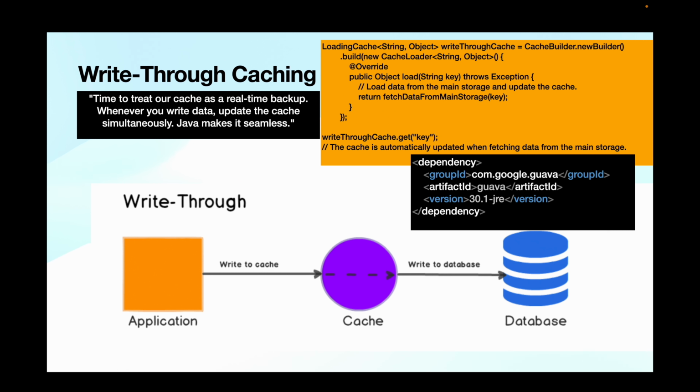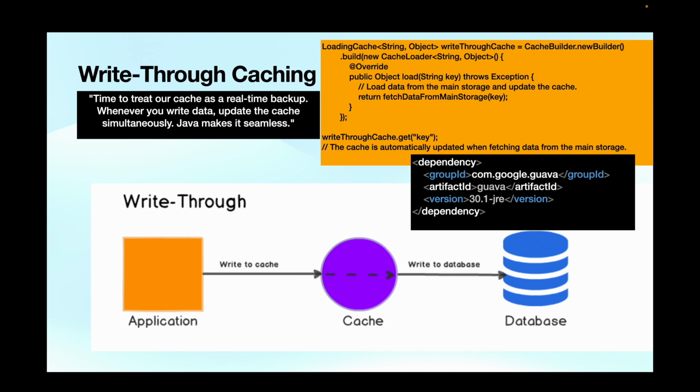Fetching data from main storage means from the DB based on the key, and then it will do writeThroughCache.get(key). It will write the data into the cache. The cache is automatically updated when fetching data from the main storage. And you can see the diagram here. There is an application writing to the cache and then writing to the database. Simple. Got it? So this is about write through caching.